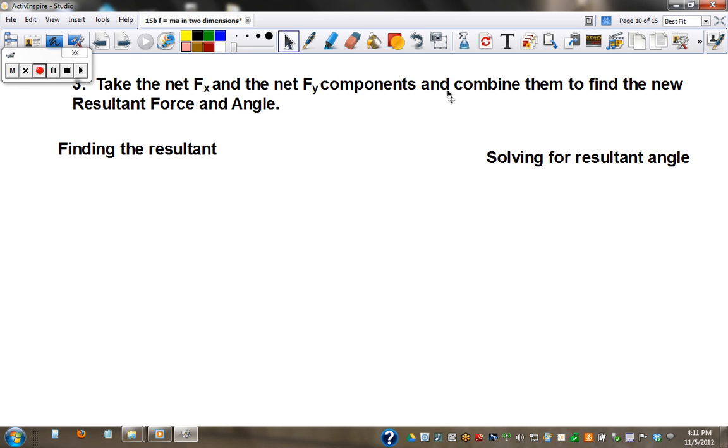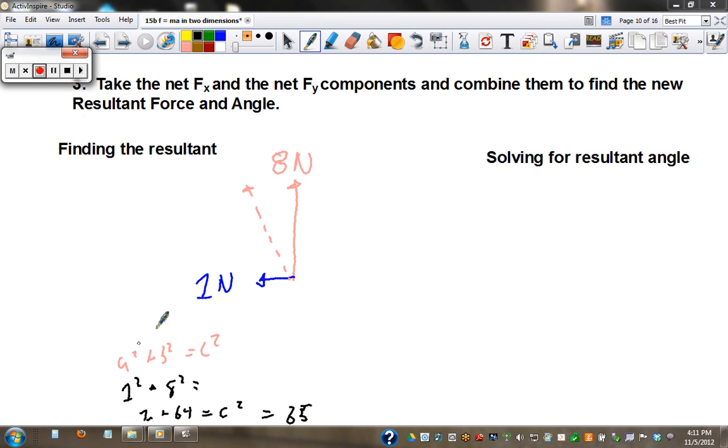Next, take the net Fx and Fy and combine them into a new resultant force and angle. So we find the resultant. This is part 1 over here. This was 1 newton. This was 8 newtons. And now we can find the resultant. A squared plus b squared equals c squared. Plug these numbers into our Pythagorean theorem. 1 plus 8 squared is 64, c squared equals 65, and then square root. And this becomes 8.06, which makes sense because it's mostly up with only a little bit over. And now we need to solve for the resultant angle. So you can pick either one. I like this one. I like the 1.